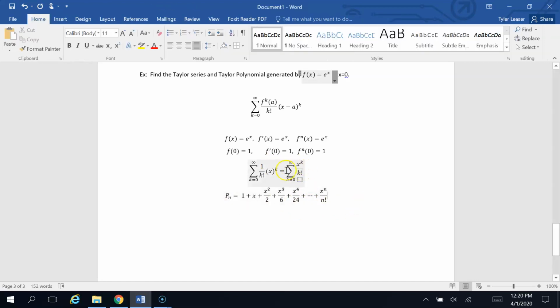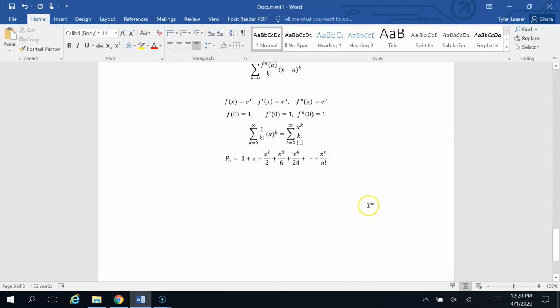So the Taylor series is the infinite series that goes to infinity. The Taylor polynomial is just the first n terms of that series.